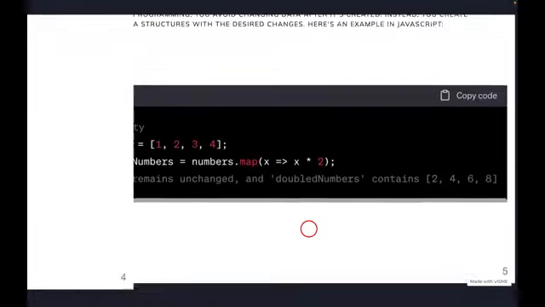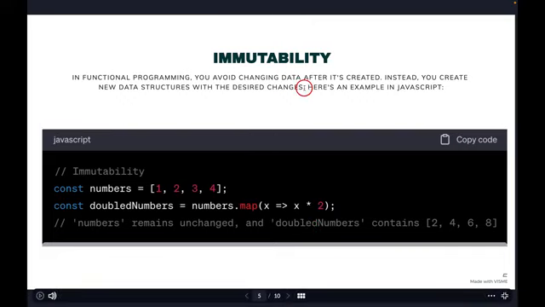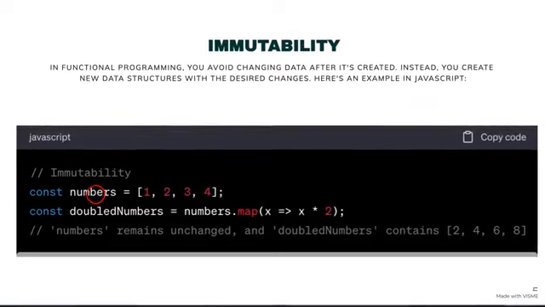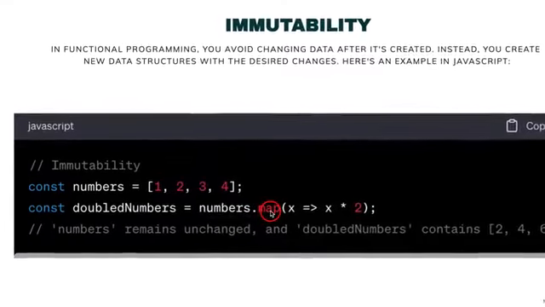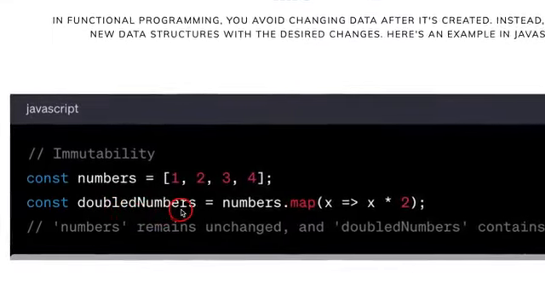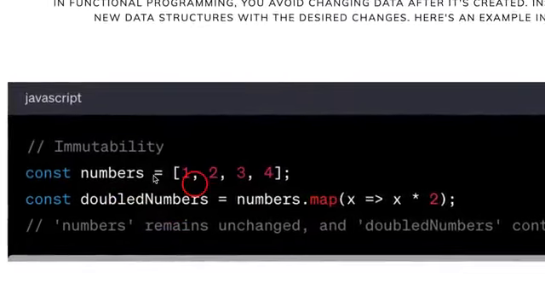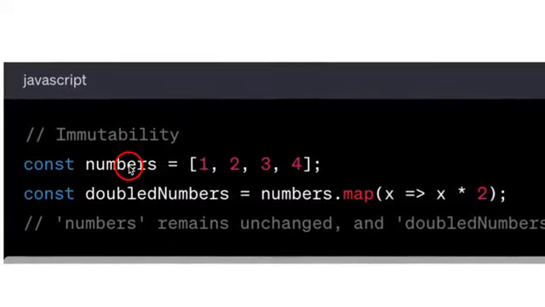And the next one is immutability. So what is immutability? Basically, once you define data, you can't change it. That's what I'm saying here: you avoid changing the data after it's created. Instead, you can create new data structures with the desired changes. I just defined the numbers 1 2 3 4, and if I want to double these numbers, I can make use of the map method instead of modifying these numbers. So here I will get the doubled numbers set, which does not impact the original numbers, so the numbers remain the same. Okay, so that is immutability.